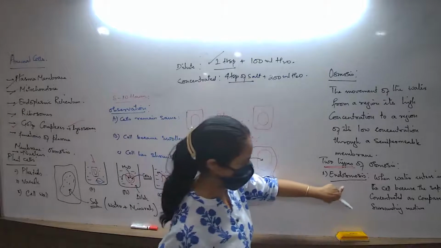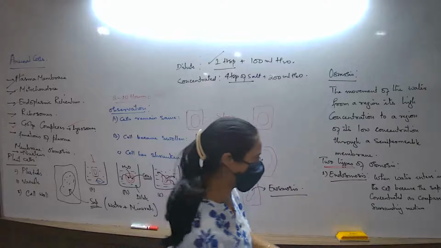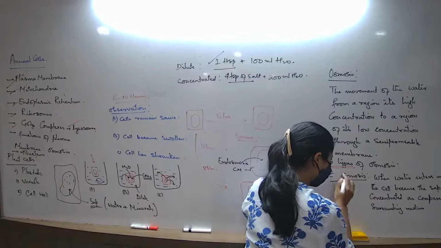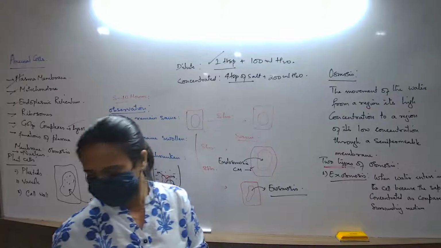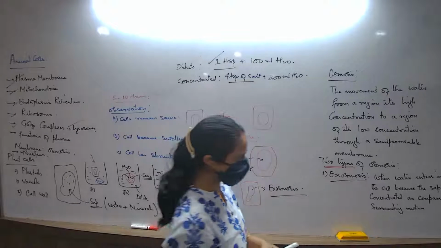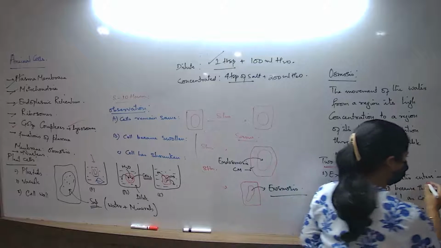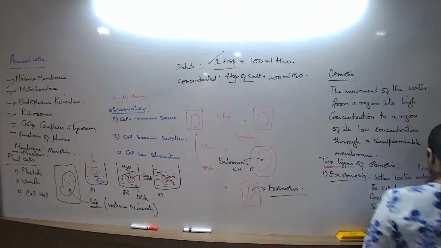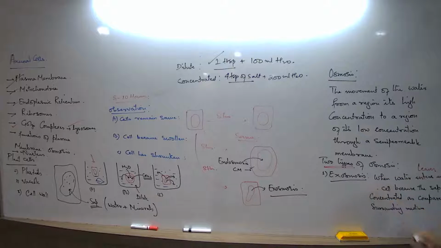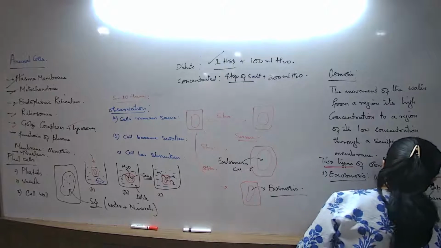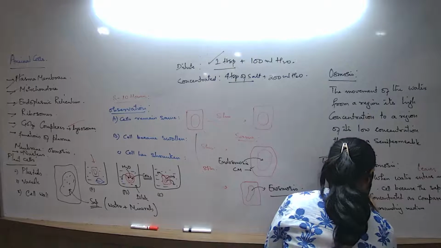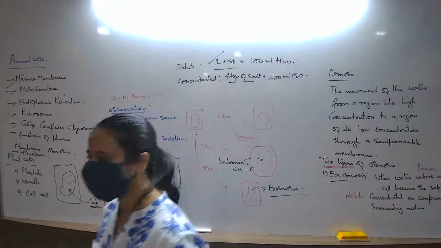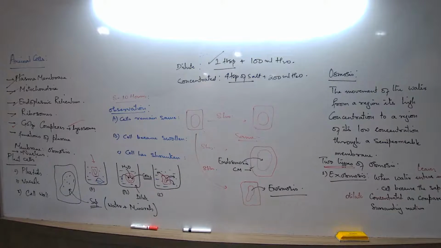Exosmosis and endosmosis. This is the definition of endosmosis. Can you write the definition of exosmosis on your own now? Try writing it down. What change do you have to make? When water enters, no, leaves the cell. When water leaves the cell, because the sap is dilute as compared to the surrounding medium.